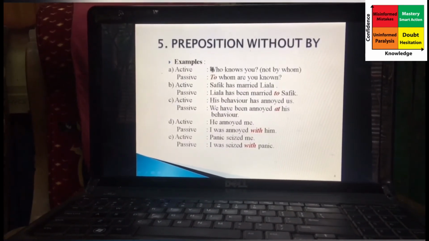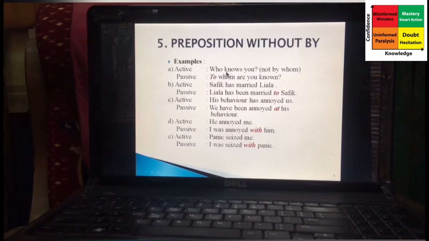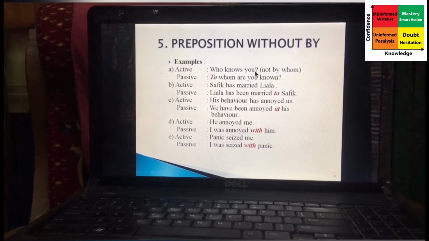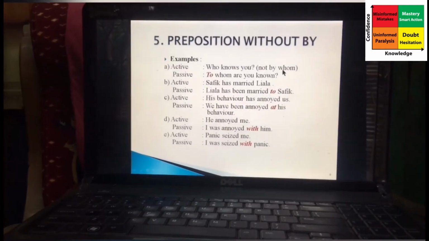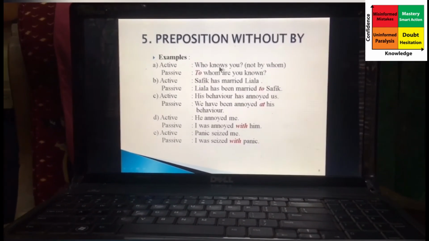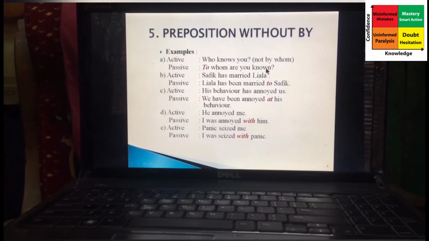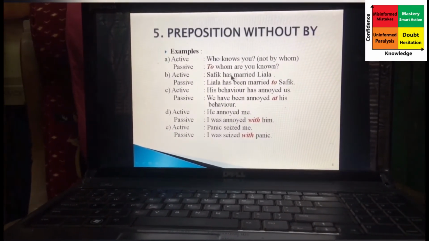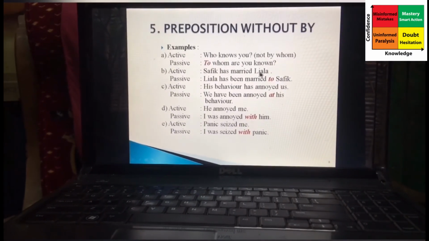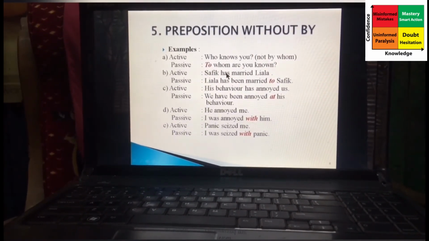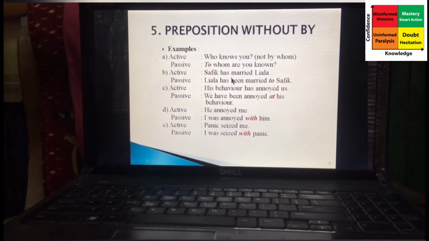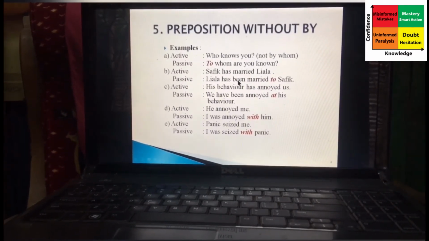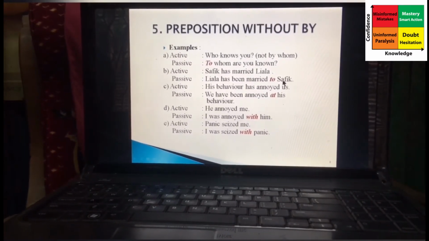So some examples also I have given, about 10 examples. Who knows you? So we can make a mistake. For this reason I have given a bracket here, not by whom. You have to use "to whom", because of "known". Here the verb is known. Known will take "to", not "by". So, to whom are you known? Another example, Shafiq has married Laila. Laila has been married, because it is present perfect tense, so "been" will come to make the passive. So, Laila has been married to Shafiq.